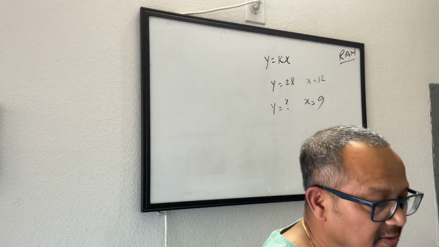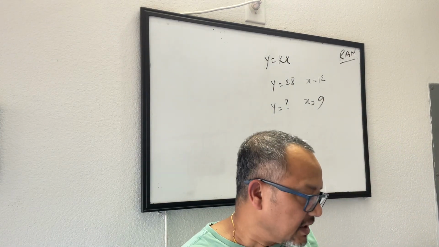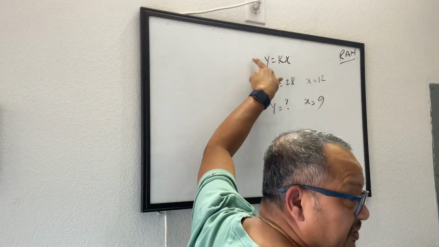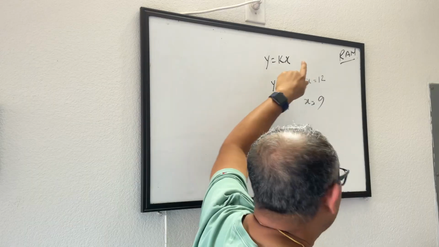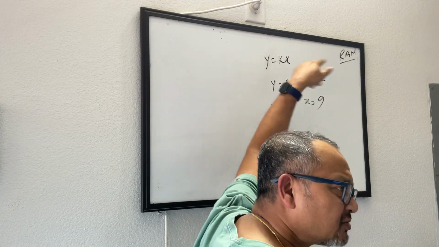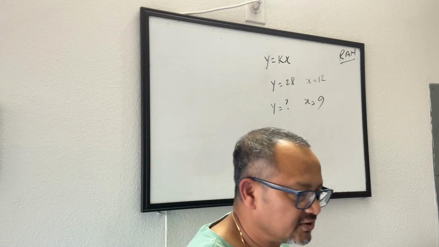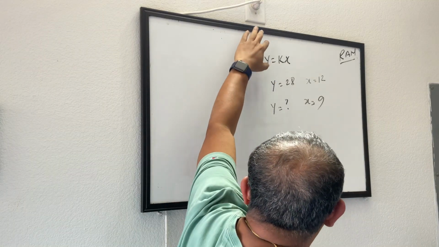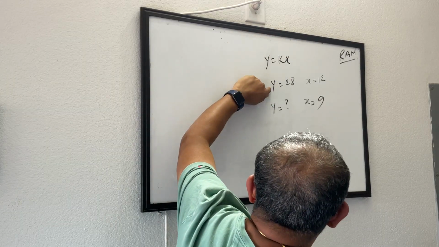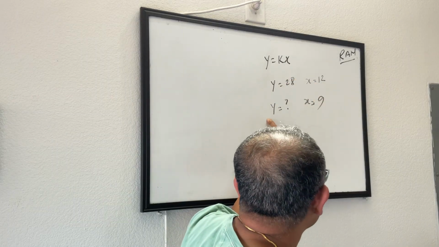Now here this problem is an easy one. Very easy one. It says y equal to kx. So basically it's representing the relationship between y and x. And y equal to k times x, out of which k is a constant. Could be 1, 2, 3, 4, 1.5, 2.9, whatever it is. Then it's saying y equal to kx is the relationship given to us. When y equal to 28, x equal to 12. What is the value of y when x equal to 9?